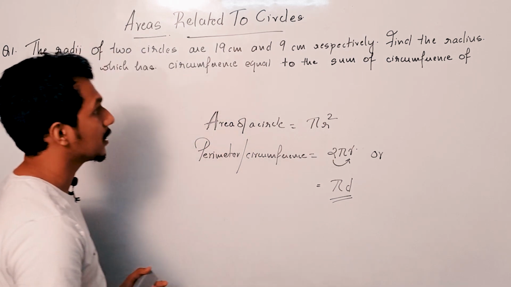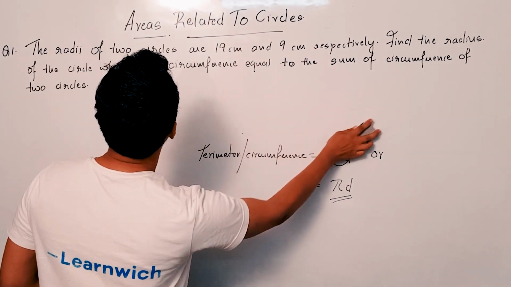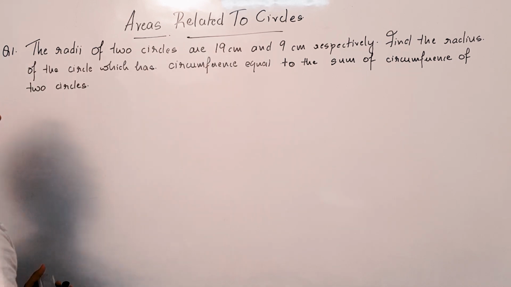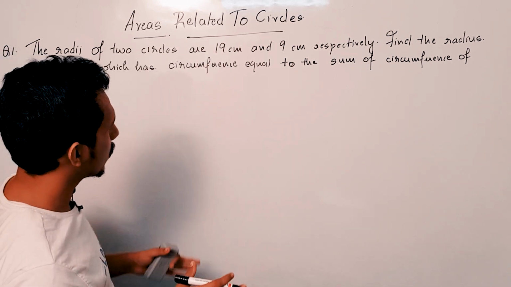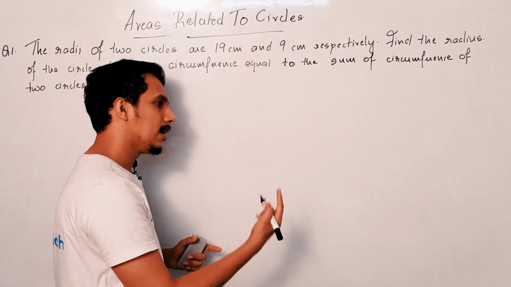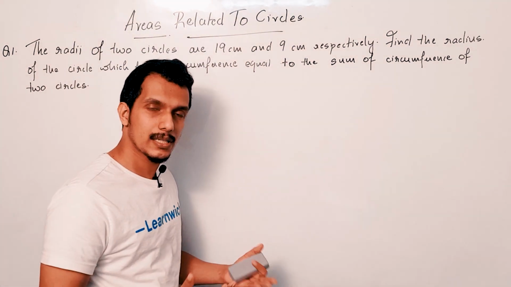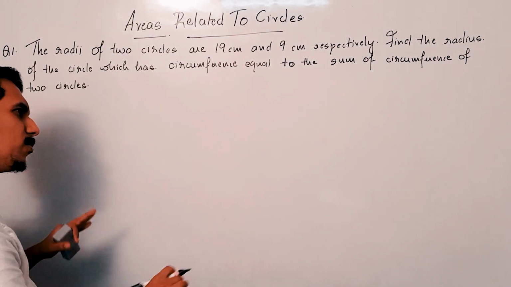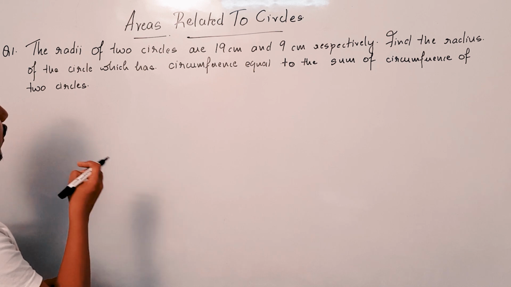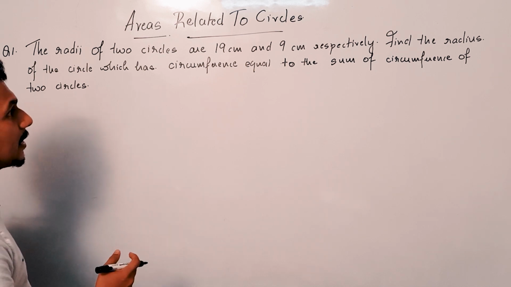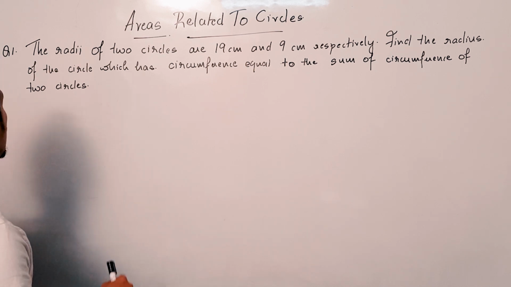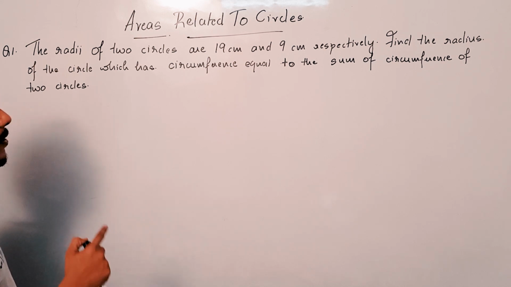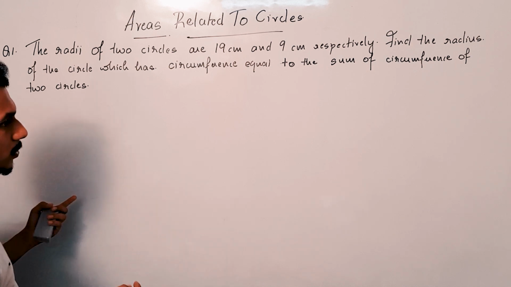So here's the first question. It says the radii of two circles are 19 centimeter and 9 centimeter respectively. In areas related to circles, we are mostly dealing with plane figures. There are no three-dimensional figures because we are not interested in the volume of anything. We are only interested in the area. Find the radius of the circle which has circumference equal to the sum of circumference of the two circles.